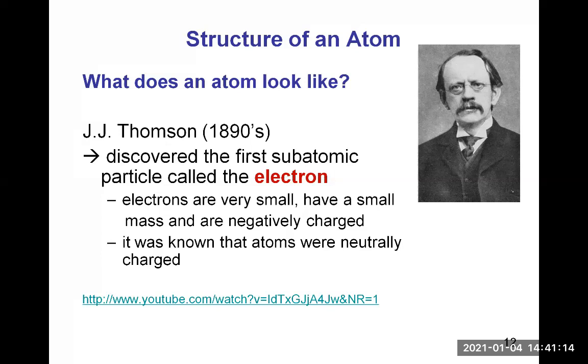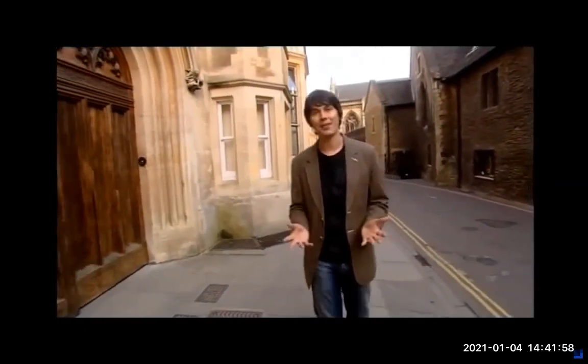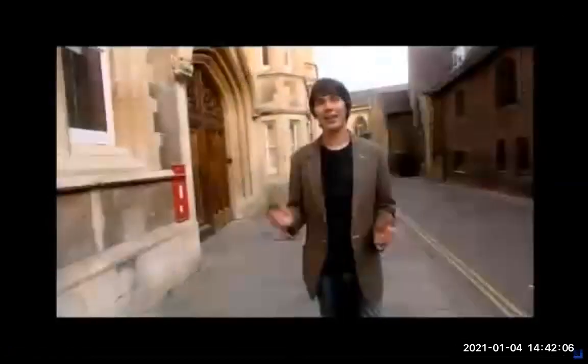So we'll watch the video of how J.J. Thomson came to the discovery of the electrons. It was here in Cambridge that the first clear evidence for smaller objects inside the atom was found. Many of the great scientists of history have walked these streets, and one of the greatest was J.J. Thomson, who became the director of the old Cavendish laboratory.